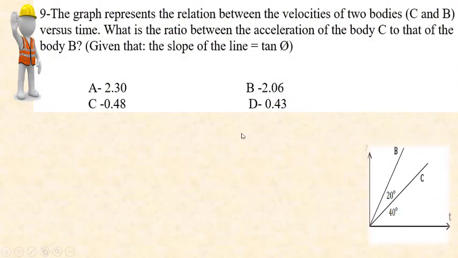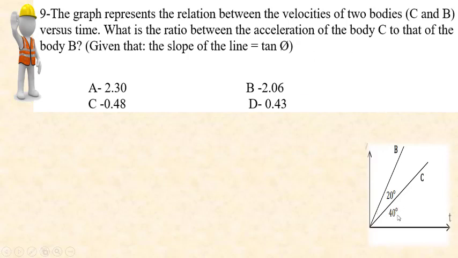Look at this graph. This graph represents the relation between velocity v and time t, which gives the acceleration of two bodies c and p. What is the ratio between the acceleration of object c to the acceleration of p, given that the slope of the line equals tan theta? You know from the previous that the slope of the line of the graphical relation represents the acceleration, tan theta. Okay, the question is the ratio between the acceleration of c to p.